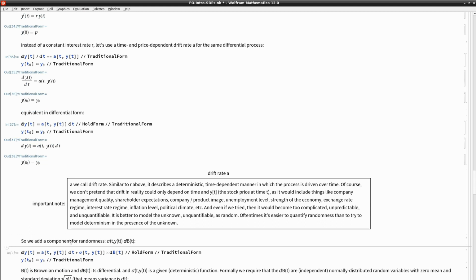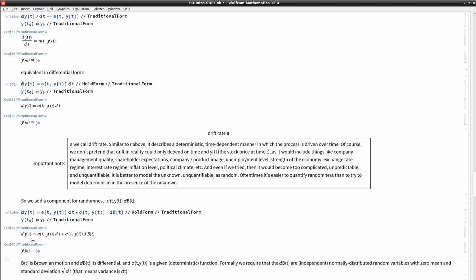What that means, we have to add a component now for randomness, and we're calling it sigma, which itself is time dependent and stock price dependent, but we now have to multiply with another differential, and we use B for Brownian motion, and we are getting into Brownian motion in maybe 10 minutes or so. So we add this deterministic factor and we make it random with the differential on the Brownian motion. So our differential equation now is that d of y t is a deterministic appreciation rate or drift rate times the time differential plus a deterministic function times the Brownian motion differential, again with an initial condition.